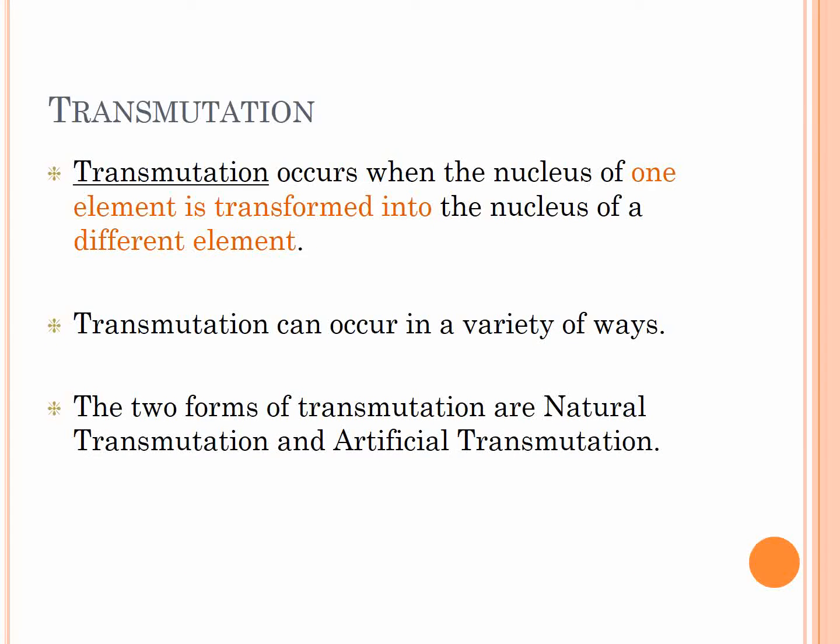So talking about transmutation. Transmutation occurs when the nucleus of one element is transformed into the nucleus of a different element. One element becomes a different element. Previous to this point we said that's not possible, but it truly is only under nuclear chemistry. And transmutation can occur in a variety of ways. The two forms of transmutation that we look at are natural transmutation and artificial transmutation.